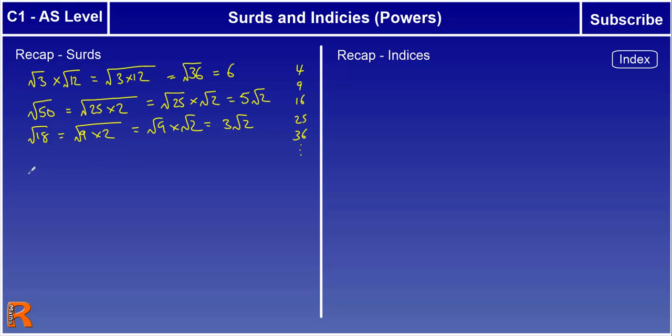Okay, other things that we need to be aware of. Similarly to this multiplication rule, if we have a division, so we've got the square root of 3 over 4, that's the same as the square root of 3 divided by the square root of 4. And we could simplify that to be the square root of 3 over 2.